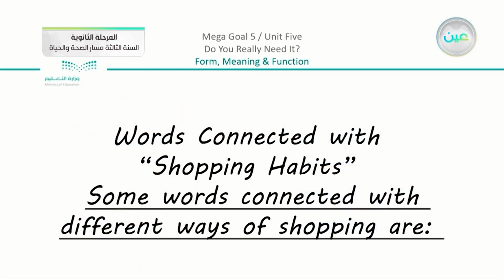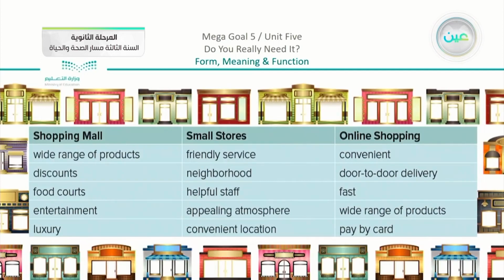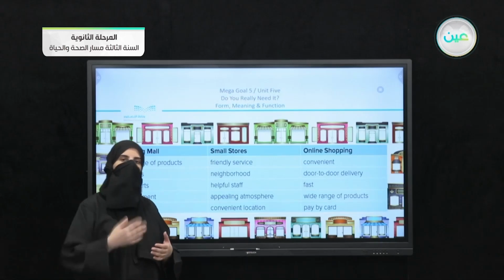Now we have here the three types. There are actually words connected with shopping habits. Some words connected with different ways of shopping are, we can see that we have here the three types, and we have here words that are connected. We can see that we have here shopping mall. Now, dealing with shopping malls, we can see that there is a wide range of products, discounts, food courts, entertainment and luxury. Words connected with small stores are friendly service, neighborhood, helpful staff, appealing atmosphere, and convenient location. Words connected with online shopping: convenient, door-to-door delivery, fast, wide range of products, and pay by card. And when they mention fast here, they do mean that it is fast to just open your device and quickly choose whatever product you want.